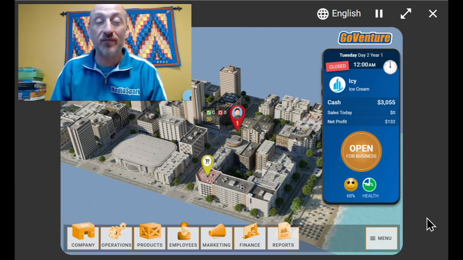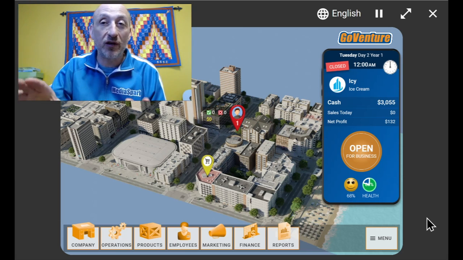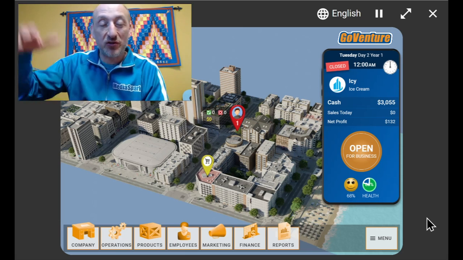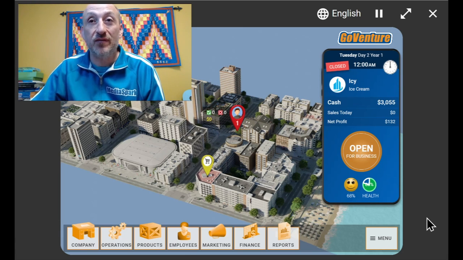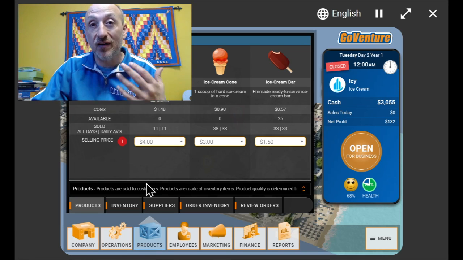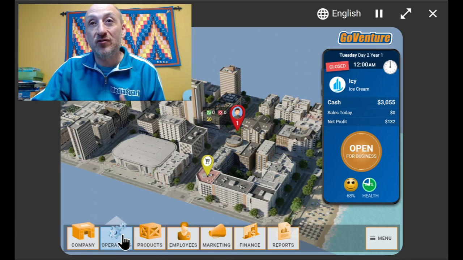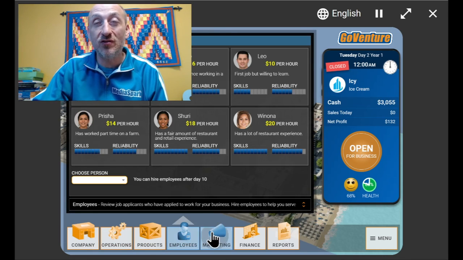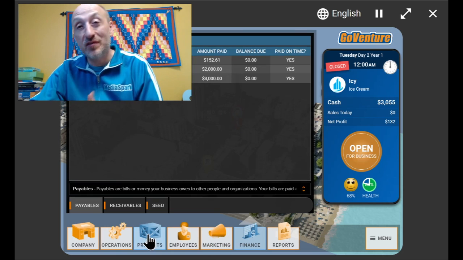This is GoVenture Entrepreneur. Very realistic small business simulation. It actually has multiple levels. So the level we're looking at now is the kiosk business, where you're running like a hot dog stand or ice cream stand. Eventually you can level up to something more complex. But in this particular simulation, you have to do things like manage your products, and you might have anywhere from one product, 3 products, or maybe 10 or 20 products. You have to order inventory from different suppliers. You have to manage employees. You have to do marketing. You have to do finance. You have to figure out how to price your products, how much inventory to buy.